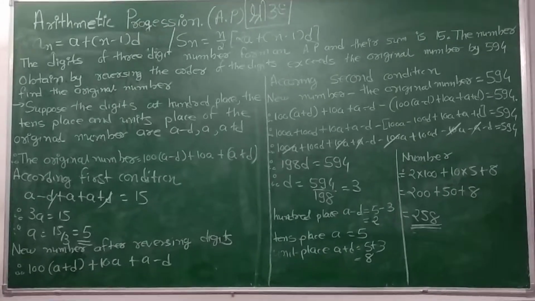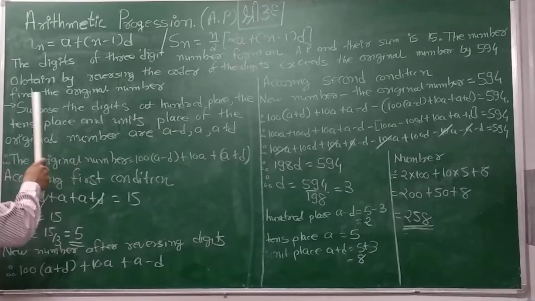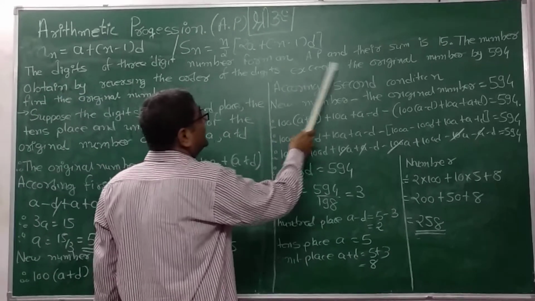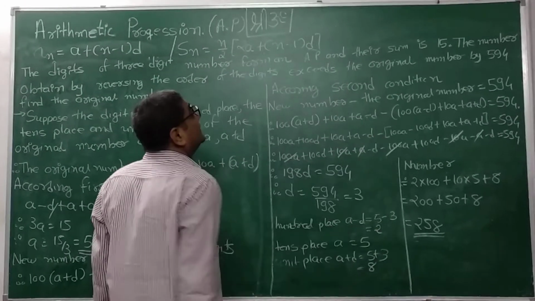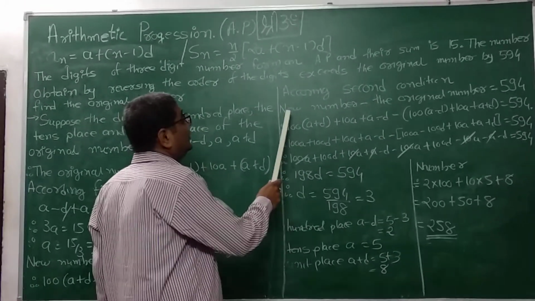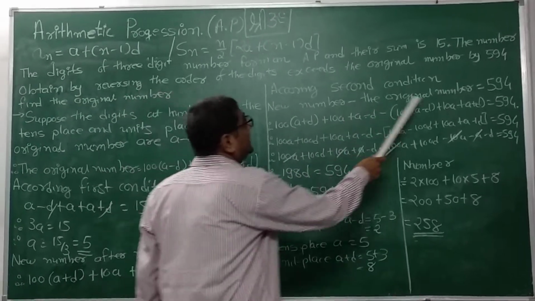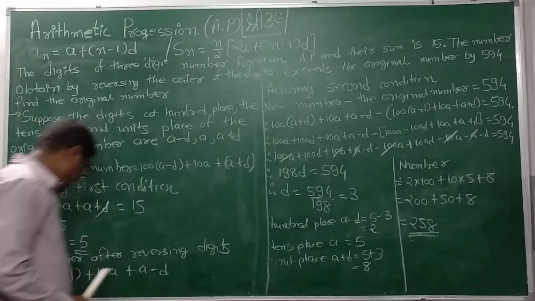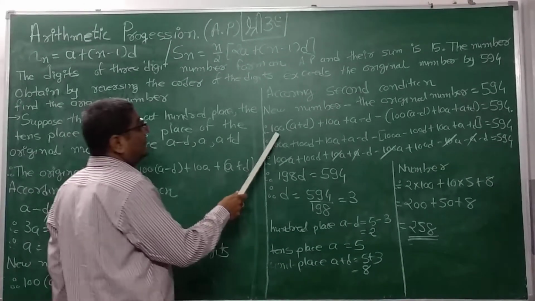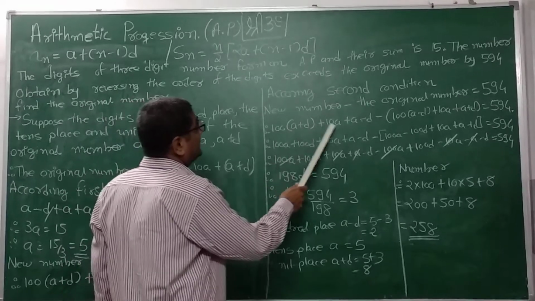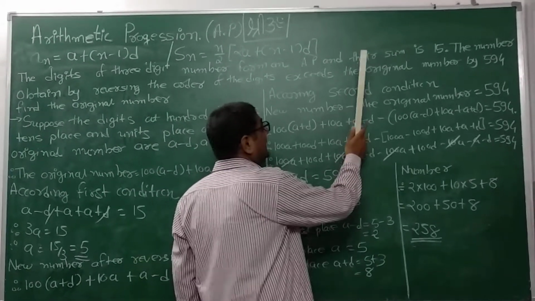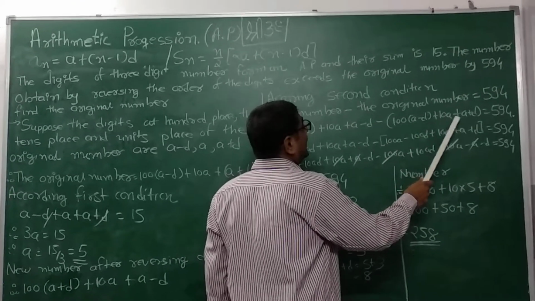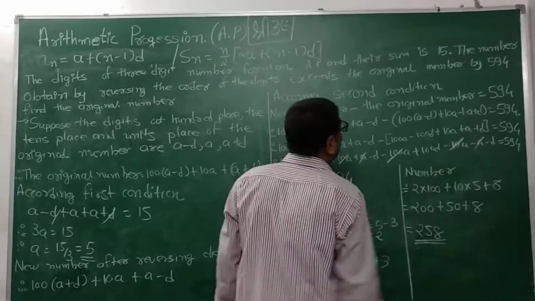Now what is the second condition? The number obtained by reversing the order of the digits exceeds the original number by 594. So the new number minus the original number is equal to 594. So our new number is 100 times (a plus d) plus 10a plus (a minus d), minus 100 times (a minus d) plus 10a plus (a plus d), is equal to 594.